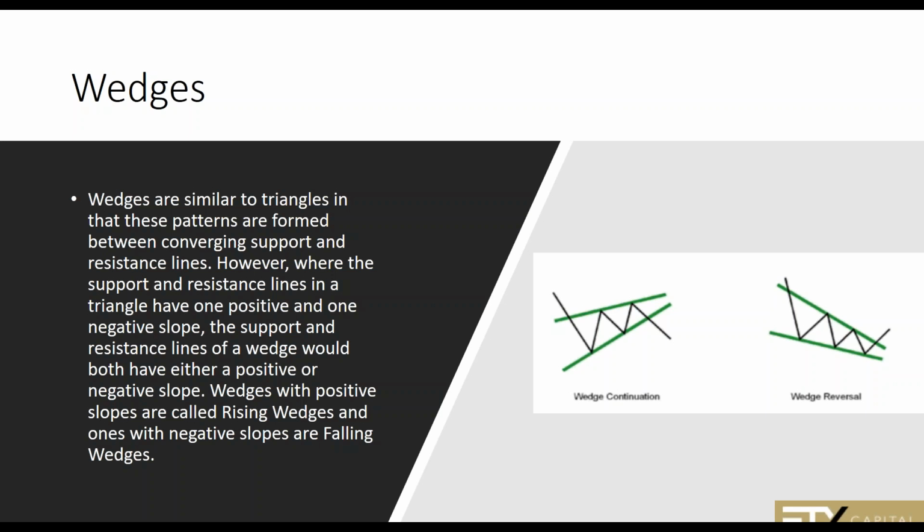So wedges are similar to triangles, and the patterns are formed between converging support and resistance lines. However, where the support and resistance lines in a triangle have one positive and one negative slope, the support and resistance lines in a wedge would both have either a positive or negative slope. Wedges with positive slopes are called rising wedges, and wedges with negative slopes are called falling wedges. Okay, if you didn't tell the difference and called them a triangle, you'd be perfectly fine because the interpretation is exactly the same. It just gives you a more defined set of rules.